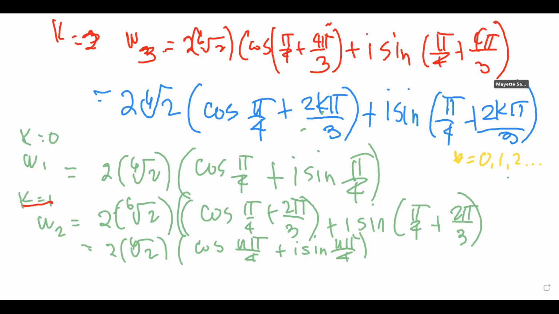And that's it. All you need to do is combine the angles here, which will give us 19 pi over 12. So cosine 19 pi over 12 here, and 19 pi over 12 there. As you can see, 2 pi over 3 is the difference between two arguments. Okay.